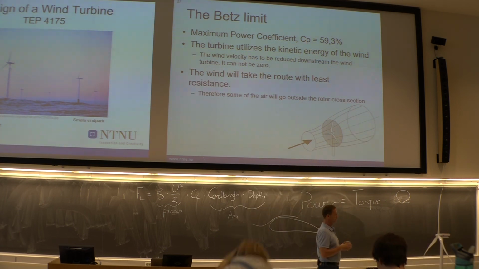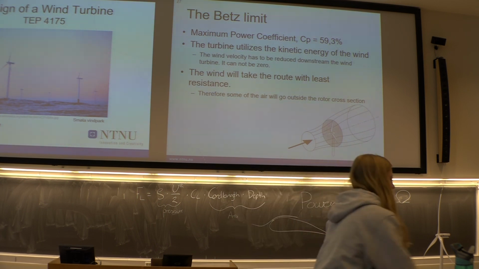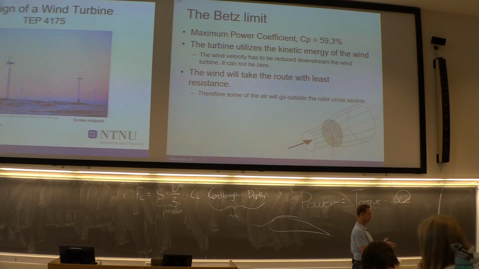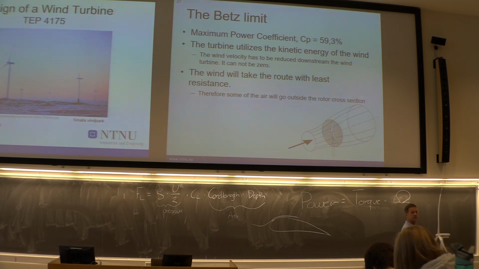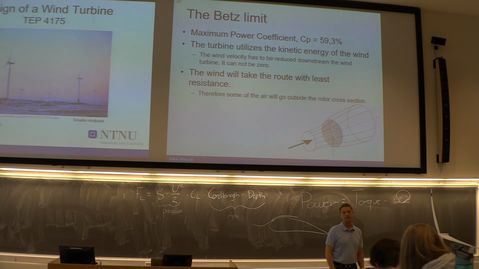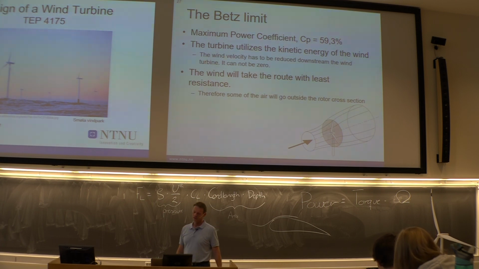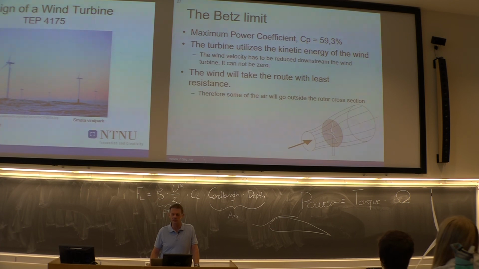Another typical loss would be the fact that some of the air has the possibility to go outside the blade. And the turbine surface creates a higher pressure in this area. So of course, if the wind has the possibility to go outside, some of it will do that. So those are the two main components, which is the reason why we can't have 100% efficiency on a wind turbine.